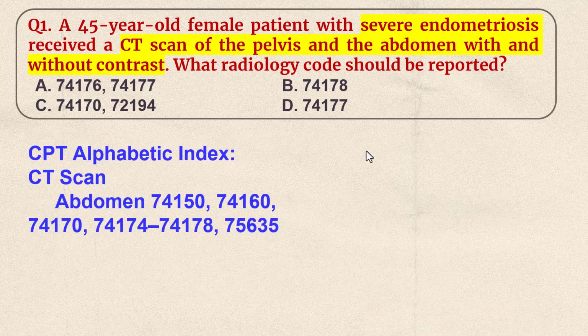If you encounter this case in a real working scenario, you have to go with the CPT alphabetic index. So in the CPT alphabetic index, you have to go to the CT scan, then go to the subcategory of abdomen, which leads you to the following codes. Then you have to go back to the tabular list and confirm the answer. So once you confirm the answer, the correct answer will be B.